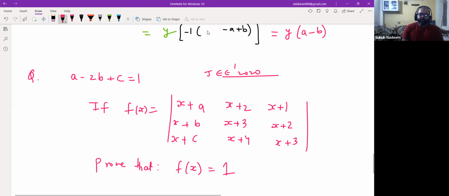You can again try this, and don't start splitting from the start, because here if you do splitting, you will get 8 determinants and it will be very difficult to solve all of them, because not all of them will become 0, only one will become 0. So think of something else, how you can use the properties.